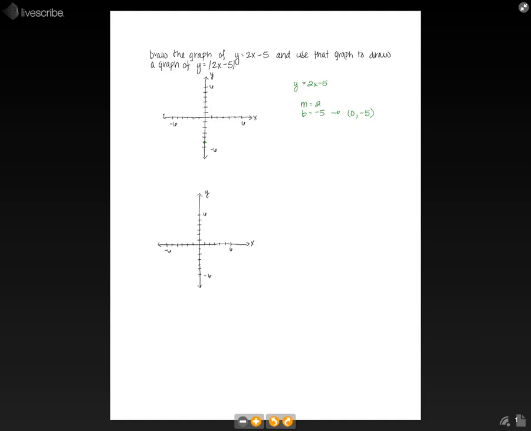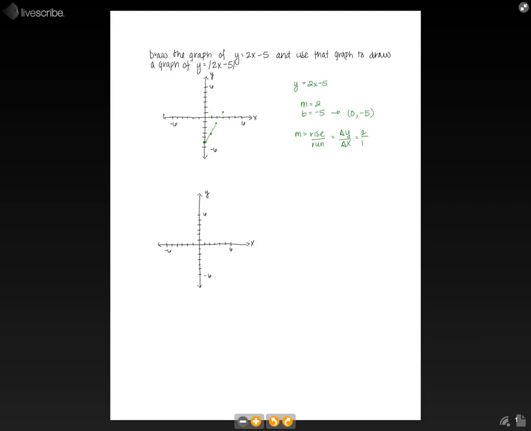Now we know that slope is equal to rise over run, which is equal to change in y over change in x. So every time x changes by 1, y changes by 2. So that means we go over 1 and up 2 each time. So the next point we're going to graph is 1, negative 3. The next point after that is 2, negative 1. And then we have 3, positive 1. And that should be enough points to make a graph.